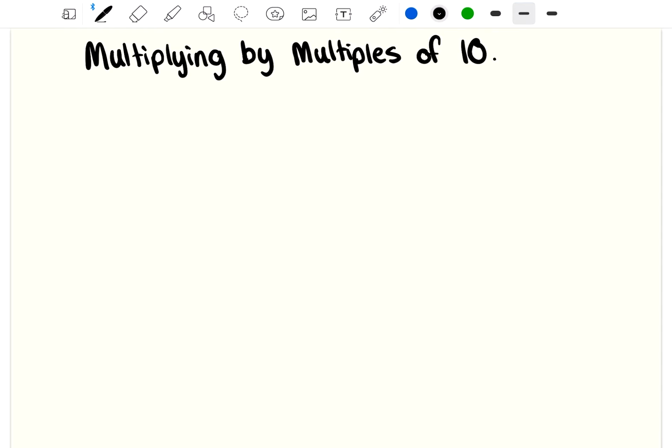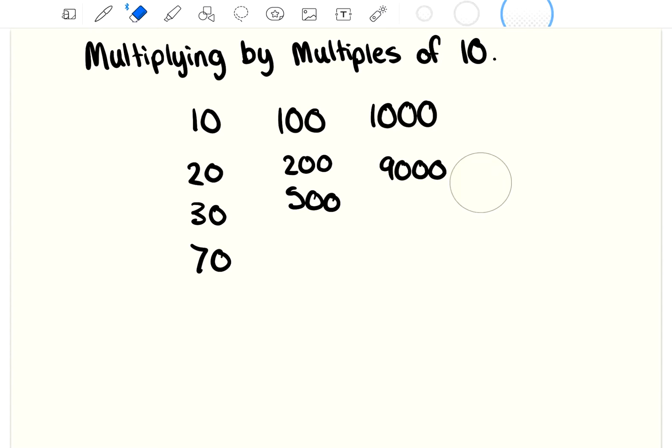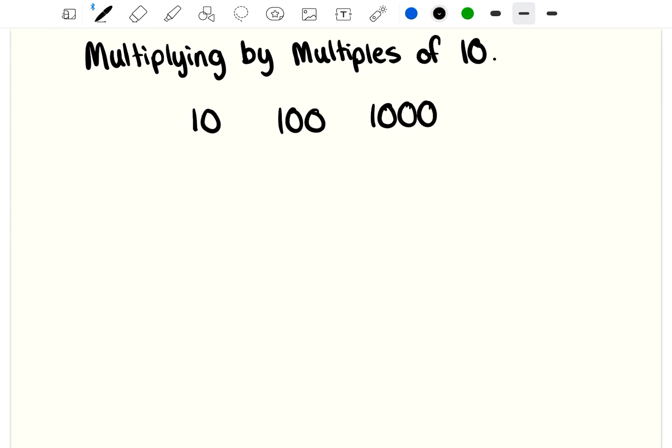So in yesterday's lesson, we learnt how to multiply any decimal by 10, 100, and 1000. And today we're going to learn how to multiply by multiples of 10 instead. So instead of 10, we're going to learn how to multiply by 20 and 30, 70, those sort of numbers. And instead of 100, we can multiply by 200 or 500. Instead of 1,000, we can multiply by 9,000. So these are multiples of 10. That first digit changes, but the remaining digits are still zeros.